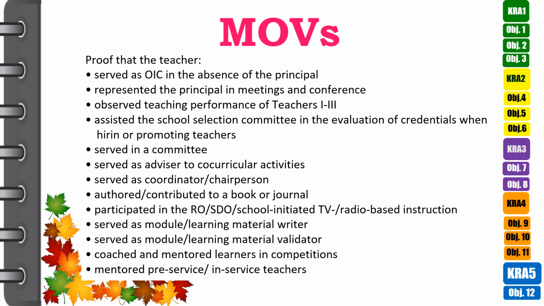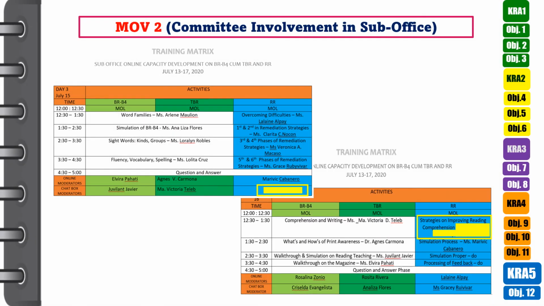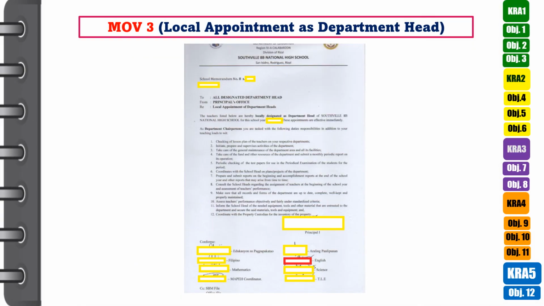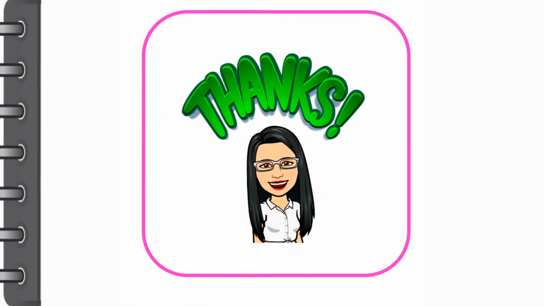You need 4, 3, or 2 of the acceptable MOVs under efficiency. The same kind of MOV can be submitted more than once. MOV1, MOV2, MOV3, MOV4. For watching.